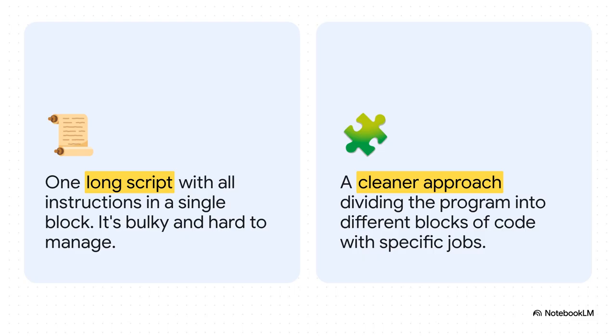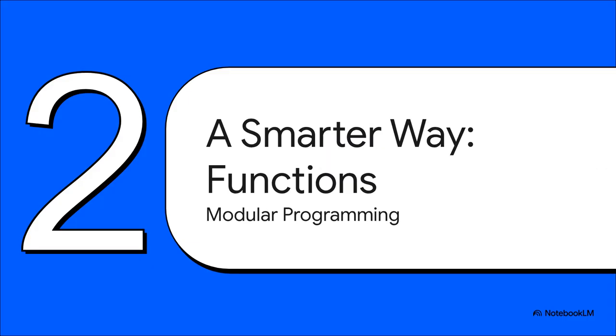But then look at the right. This is the modular approach. It's so much cleaner. The main program just calls on these little specialists, a function to handle the cylinder part, another for the cone part. It's simple and it's readable. And that smarter way of doing things, that's what we call modular programming.